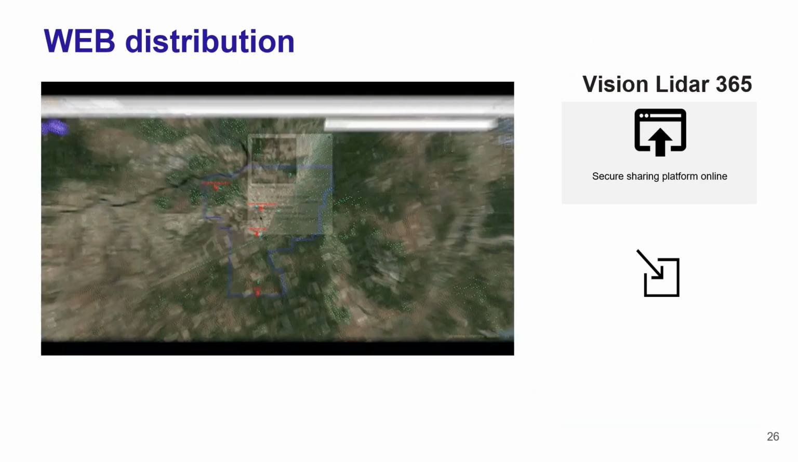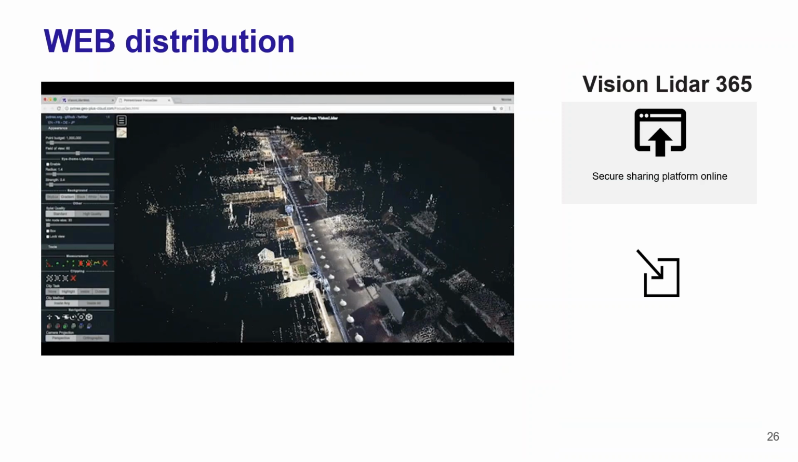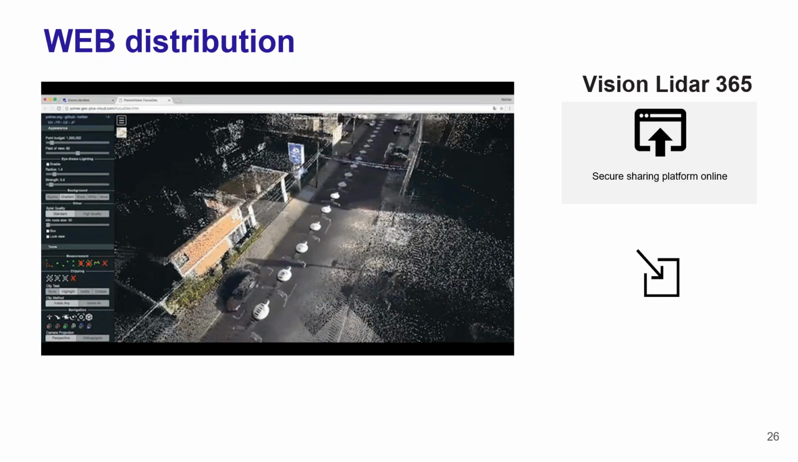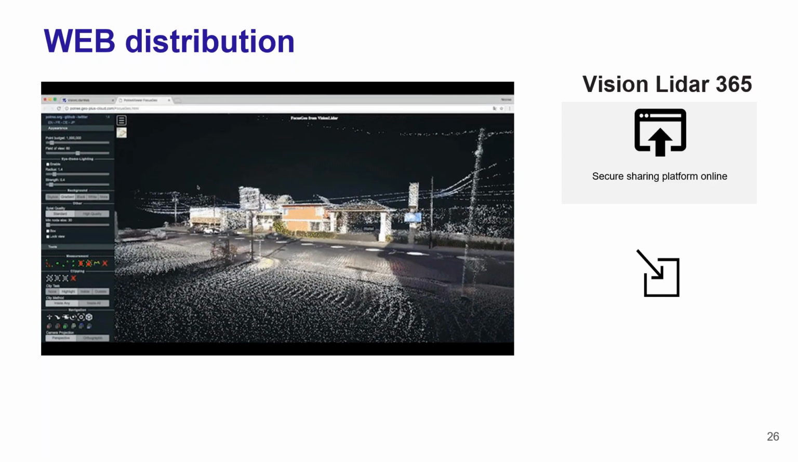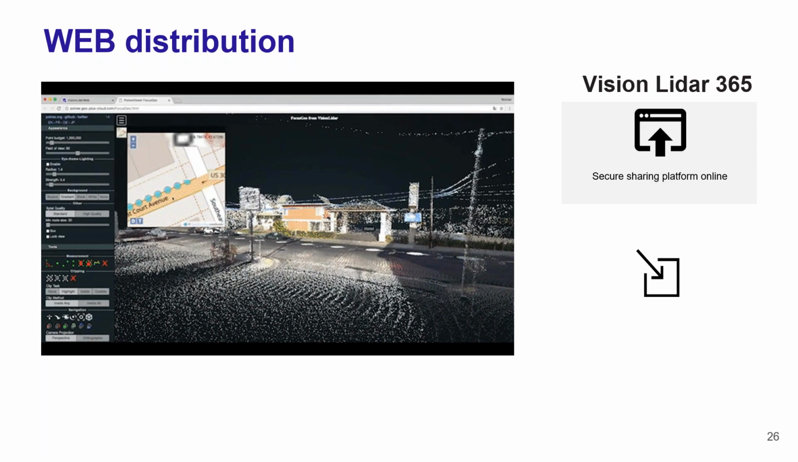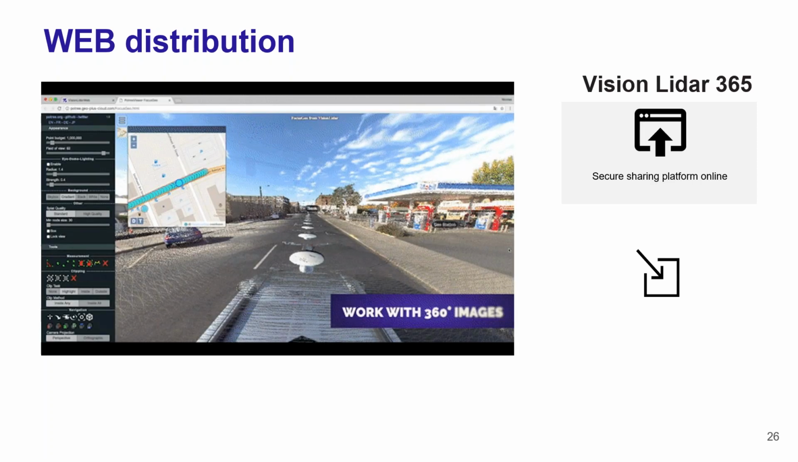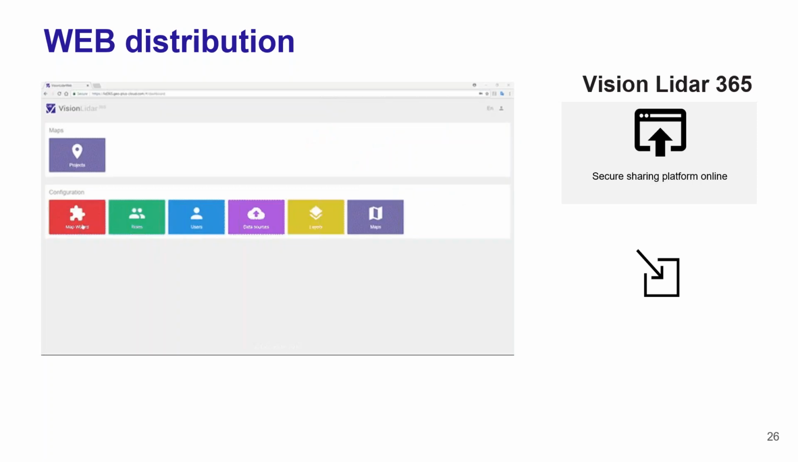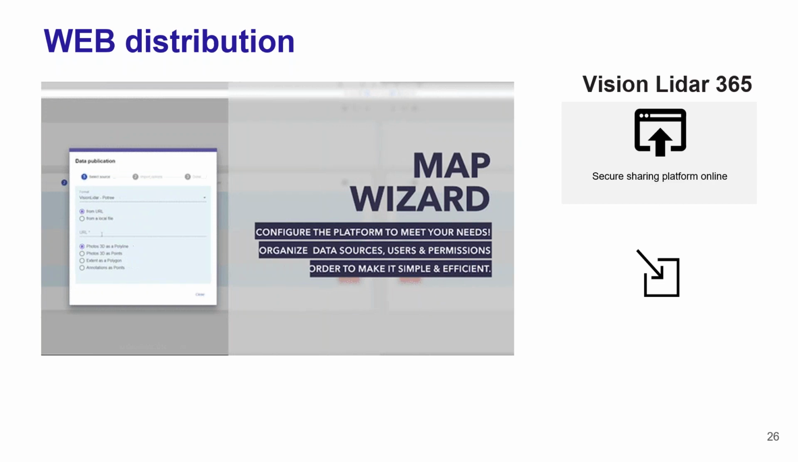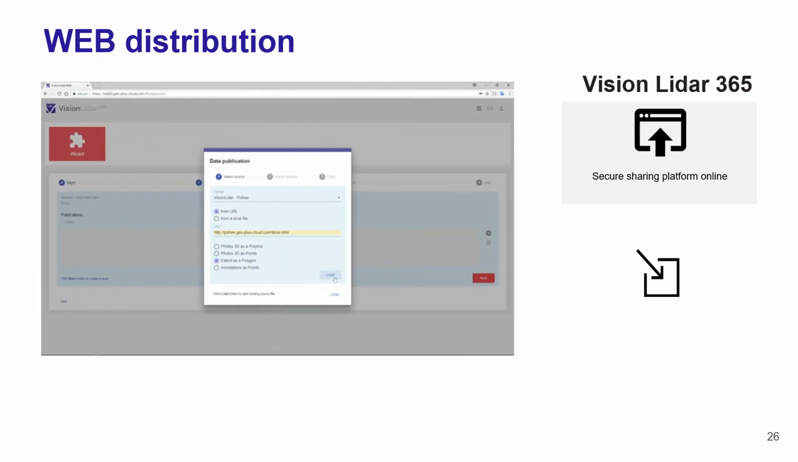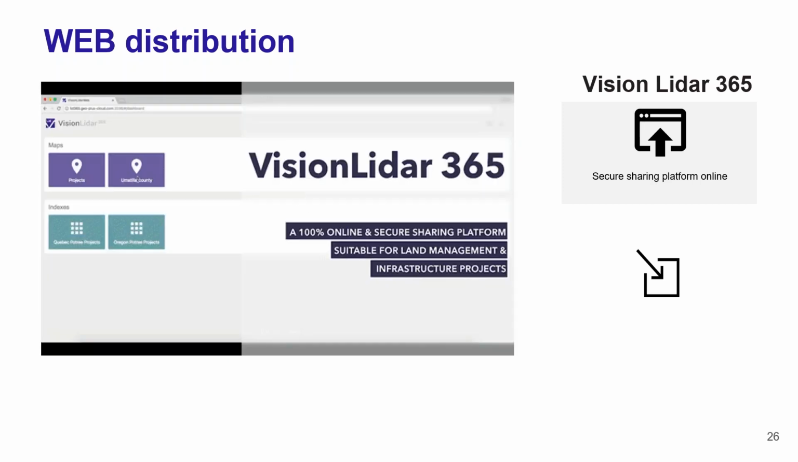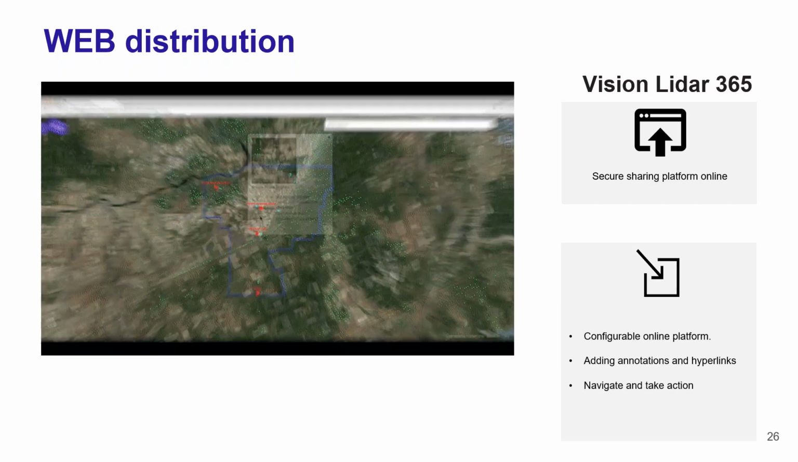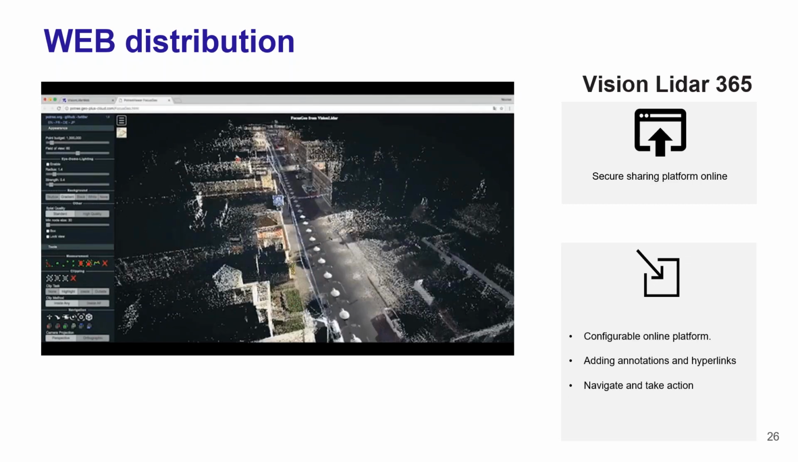We do also offer an option via VisionLiDAR 365 to share your work with third parties. Those third parties mostly won't have the possibility to modify the point cloud. So your data is saved and won't be corrupted. They can also check and measure elements themselves, read your annotations, and create annotations themselves to be shared with a person in the office if they, for example, need to do some work.